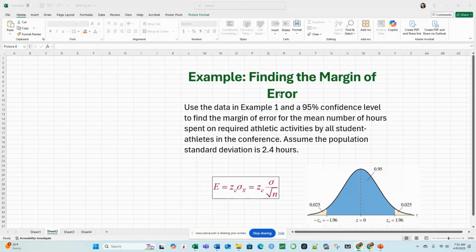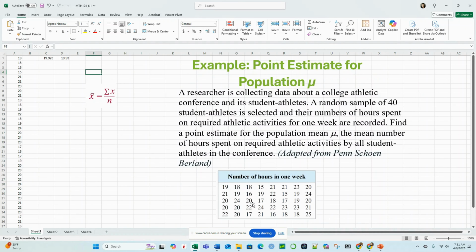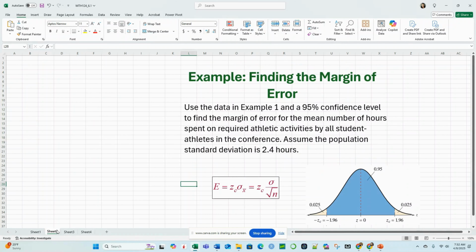Now let's find the margin of error to find the confidence bound. In order to find the margin of error, I use the previous data set. We already found the mean is 19.93. I will record it here. Mean here is 19.93. Then to find the margin of error, we can use this equation to calculate.